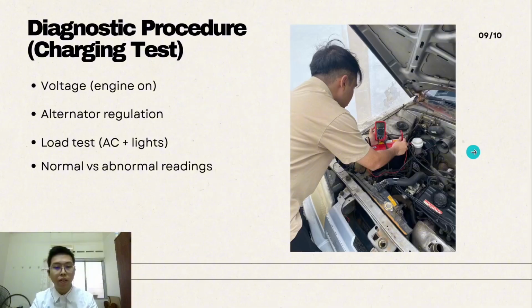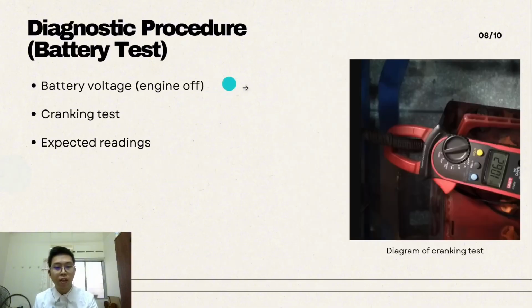So I will explain the next step, the procedure for the battery test. First, we check the battery voltage when the engine is off. This helps us determine whether the battery is sufficiently charged or really weak. Next, we perform the cranking test, where the engine is started while monitoring the voltage drop. This shows how well the battery can supply current under load. And finally, we compare the result with the expected readings to decide whether the battery is healthy or requires further attention.